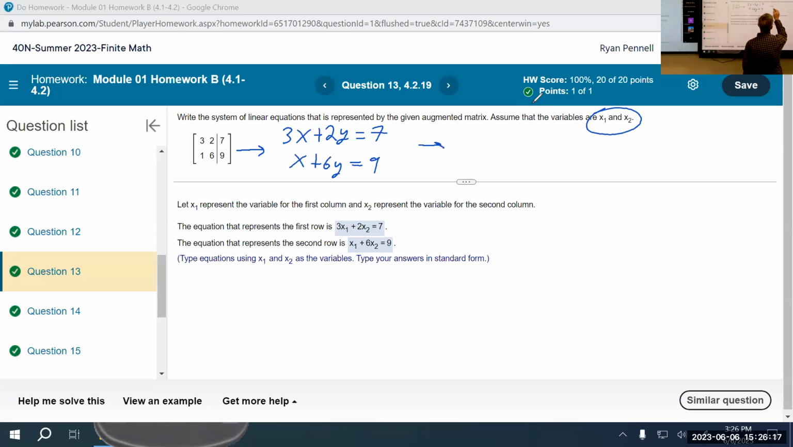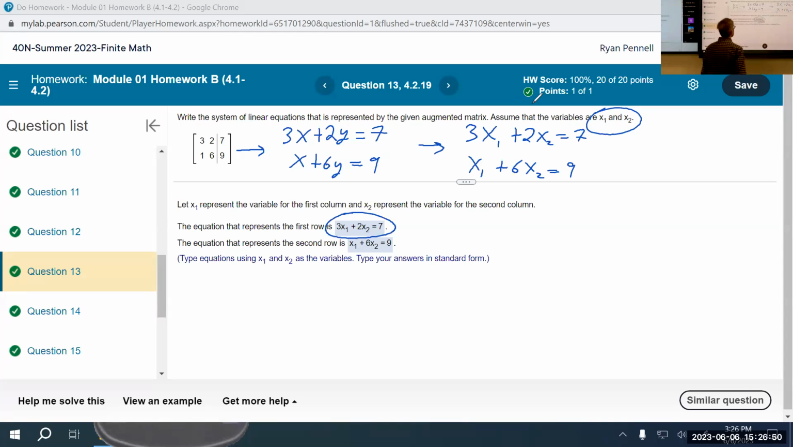As general as just the idea that it's two different variables. So you're just transferring that to be 3x1, meaning the first variable out of 2, plus 2x2 equals 7. And x1 plus 6x2 equals 9. Okay, that's the idea. So it's just x and y, a and b. It's all the same. It's just lines. You can see where I put 3x1 plus 2x2 equals 7. You can see how that works, okay?